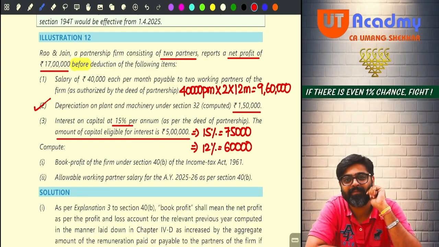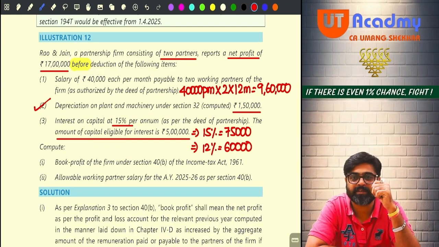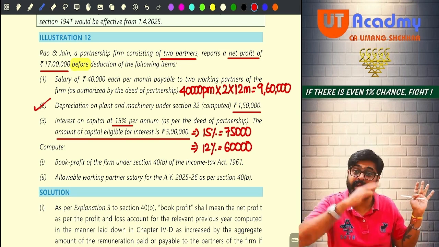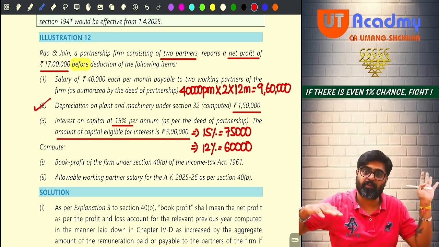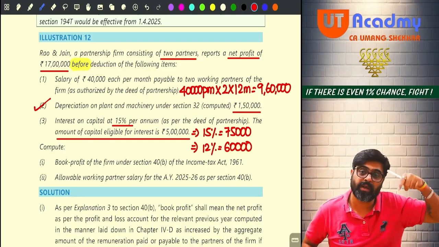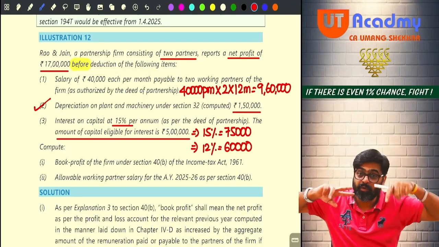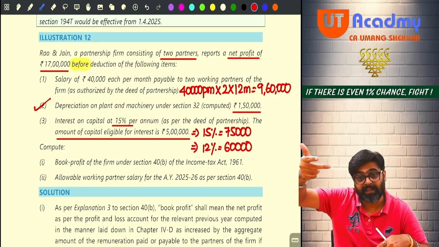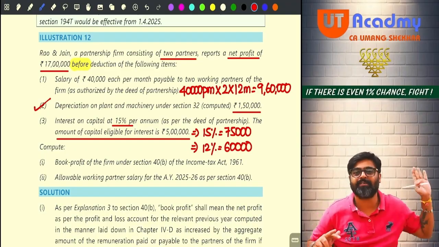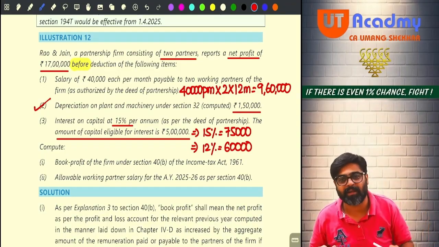Getting my point? If they would have given in the question that interest already you have reduced while calculating 17 lakhs, then how much interest would you have reduced? 75? No, you would have to add it back. And then calculate 60, reduce 60 separately because that is only the allowable interest.